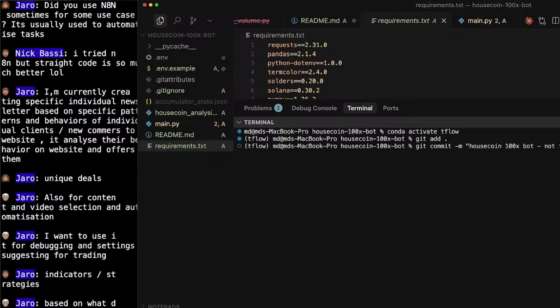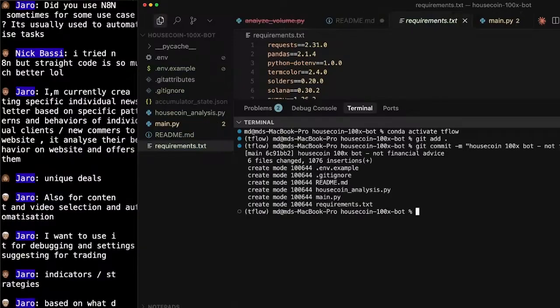Not financial advice. Just in case you didn't see the other 5,000: .env example, .gitignore, the README, Python, nope, git push.